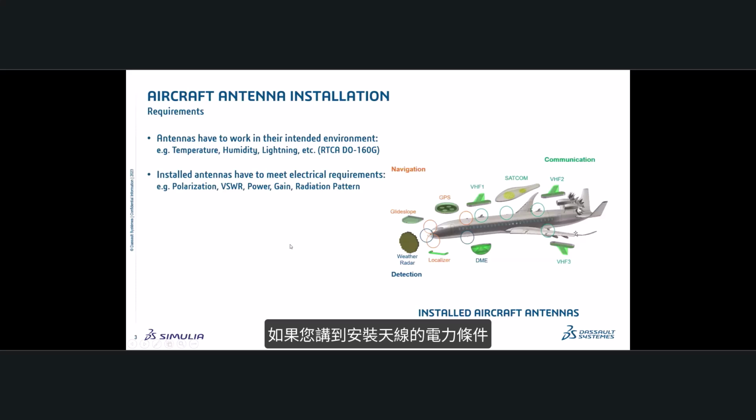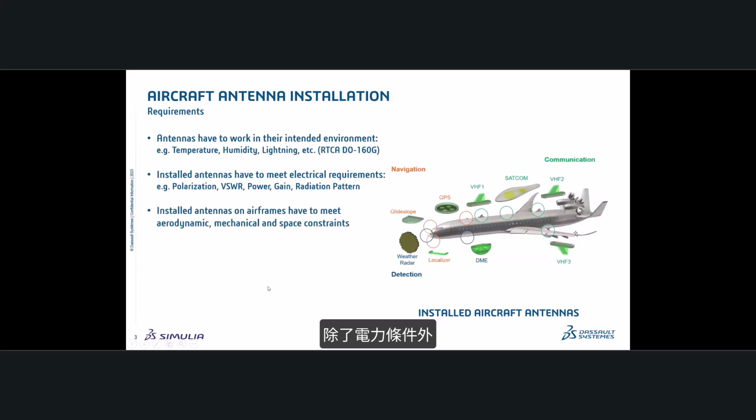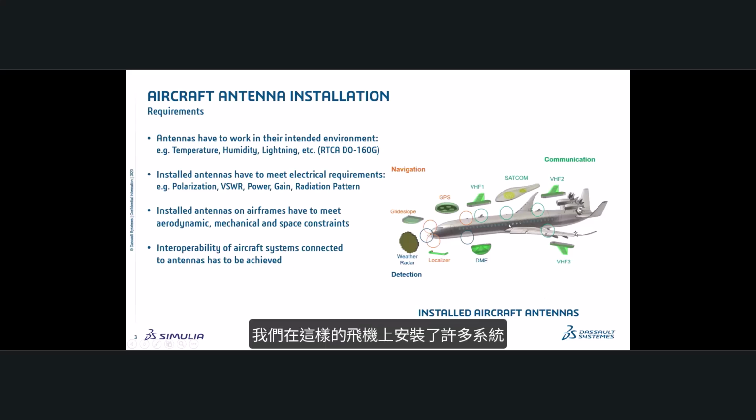If we talk about electrical requirements for installed antennas, they also have to meet certain requirements, such as the polarization, the VSWR or the return loss, the power, the gain, and even the radiation pattern. Besides the electrical requirements, we have other constraints which we have to meet, like aerodynamic, mechanical, and space constraints. And finally, as you can see, we have many systems installed on such an aircraft. We have to make sure that the interoperability of aircraft systems connected to our antennas is achieved.